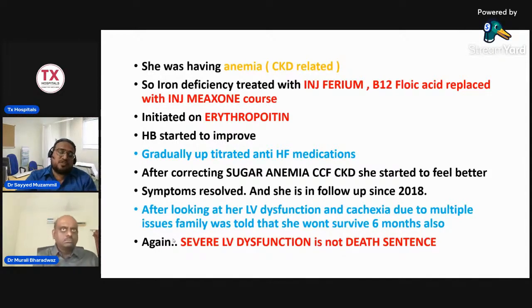And she is in follow-up since 2018. Still, she comes to OPD. At that time in 2018, looking at her LV function and cachexia due to multiple issues, the family was told that she wouldn't survive even for 6 months. But with the help of all the medication, it was proven wrong. Severe LV dysfunction is not a death sentence for the patient. Once you start the patient on correct therapy and you treat the other problems the patient is having, not just the cardiac problem, they do well. You should not think that it is a death sentence.